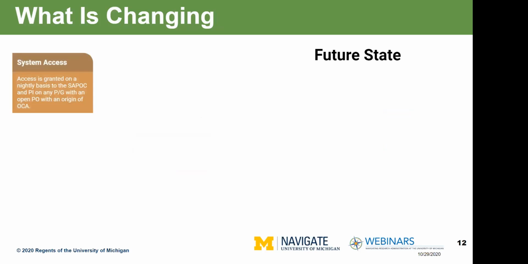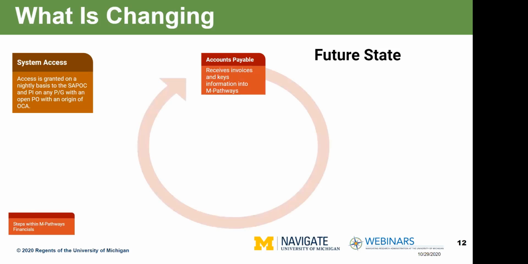In the future state, system access, as I alluded to before, will be granted automatically to those individuals who will be required to approve, which includes the SAPOC and the PI on any project grant with an open purchase order that has an origin of OCA. So I want to reiterate that that access will be granted on a nightly basis through a batch process. So in terms of the SAPOC and the PI, there's no additional access that will need to be requested by anyone who fills those roles.